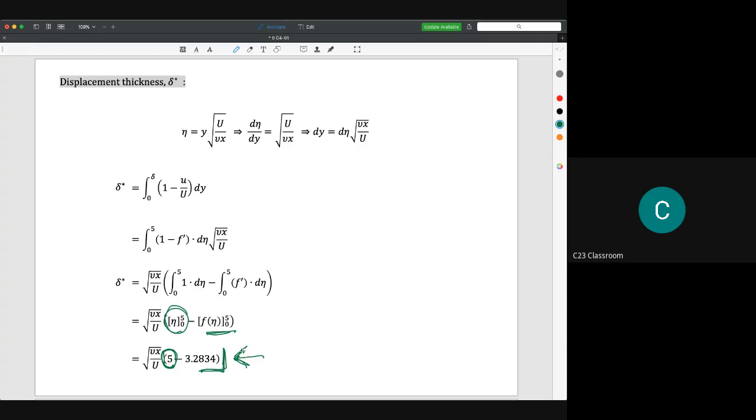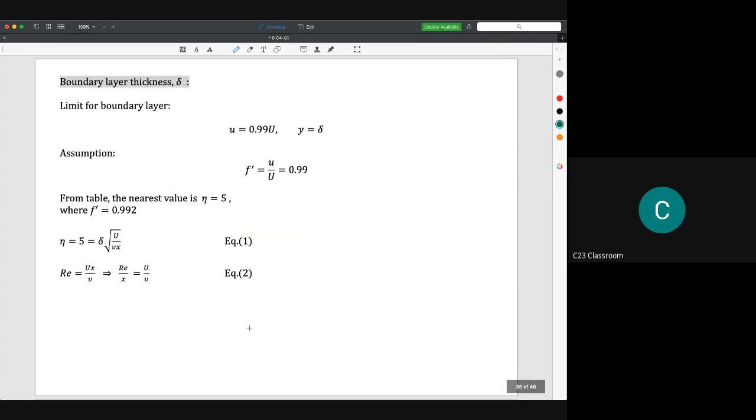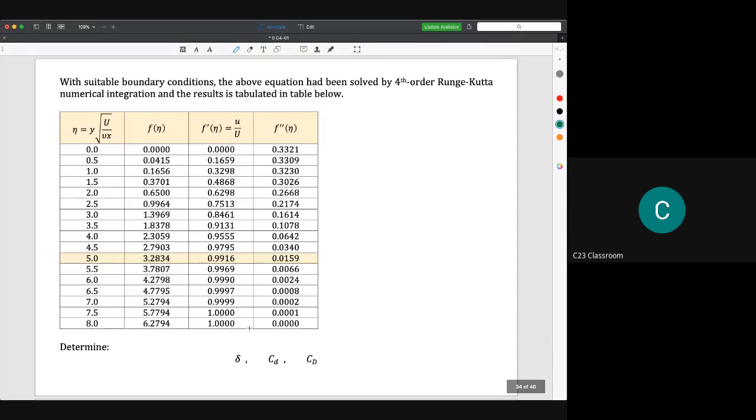So we do not solve this one by using normal integration steps. We need to refer to our table. So in our table here, we have f(η). At eta equal to 0, f is equal to 0, and at eta equal to 5, it's equal to 3.2834. So for the integral, we need to subtract. So we subtract 3.2834 with 0, so we get 3.2834.